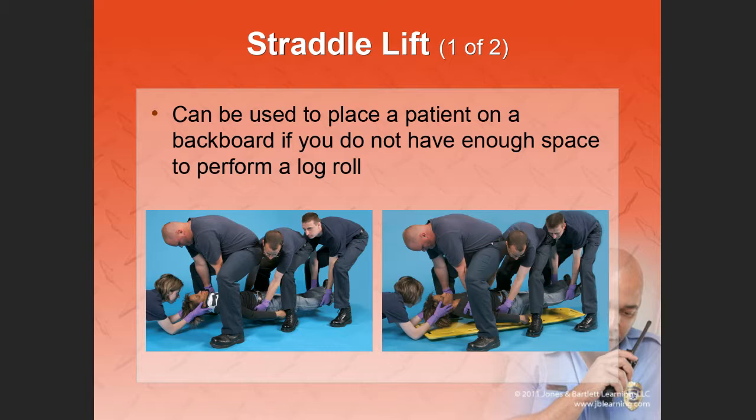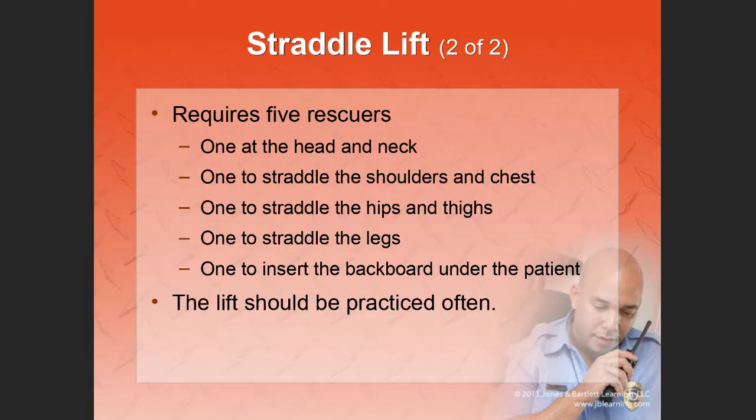Now, if it's a patient that we cannot log roll, we can do what is called a straddle lift. So let's say the patient has a suspected spinal injury, but they have fractures on both sides of the body, so we can't turn the patient. A straddle lift can be used to lift the patient up and slide a spine board underneath the patient. So 5 rescuers are needed for that: 1 at the head and neck, 1 to straddle the shoulders and chest, 1 to straddle the hips and thighs, 1 to straddle the legs, and 1 to insert the backboard under the patient. The lift should be practiced often.